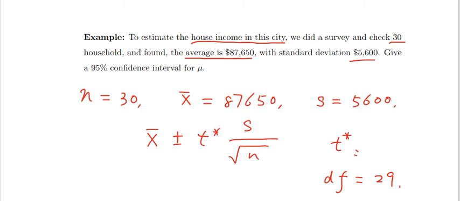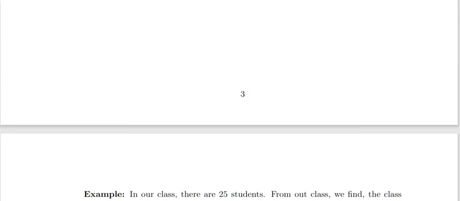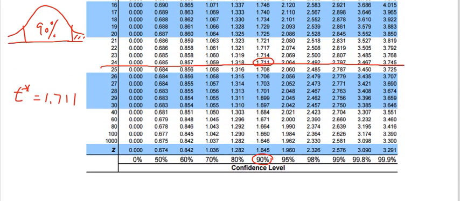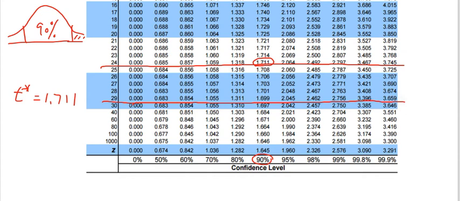So we just check this: degree of freedom 29, and the confidence level 95. Right? So let's go back to the T table. Okay, T table. Degree of freedom is 29. Okay, we have the 29. That's good. This line, right? Degree of freedom 29. Confidence level is 90%, 95%.